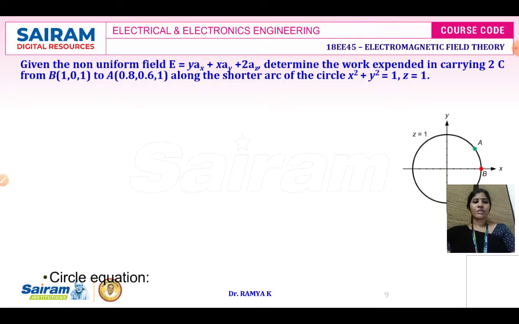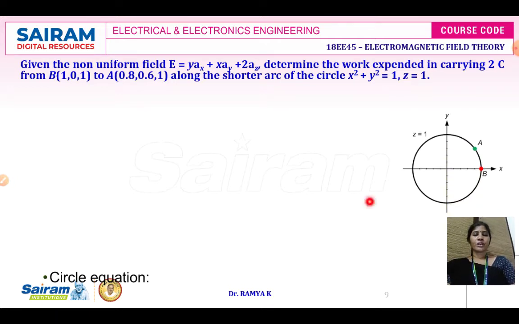This is the diagram showing your problem. Once the problem is read, convert it into a pictorial representation. Here they have told us it is moving along the shorter arc of a circle x² + y² = 1 and z = 1. So this is the shorter circle where x² + y² = 1 and z = 1. And we have two points: point B is (1, 0, 1) and point A is (0.8, 0.6, 1).